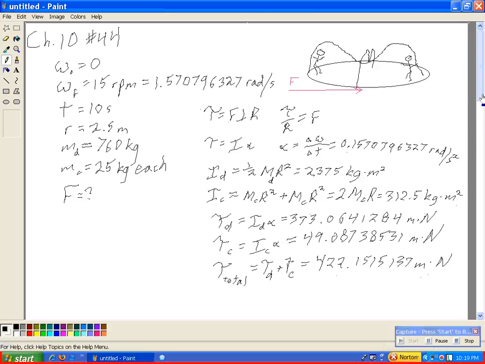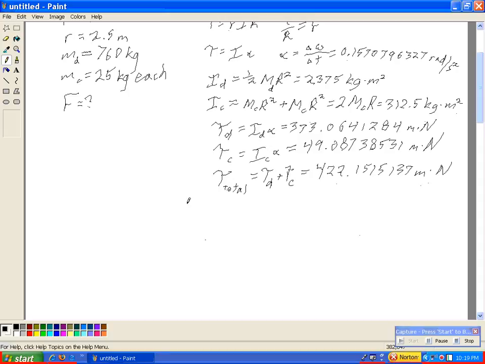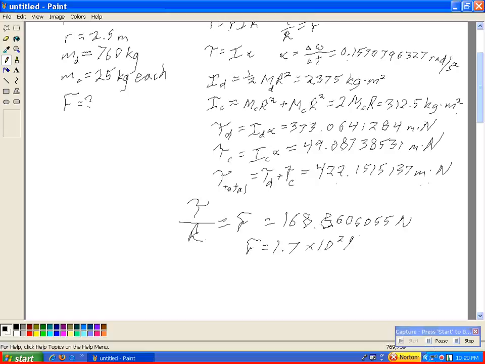So now we take that and divide it by the radius to get the force, and we get 168.8606055 newtons, and with sig figs that is 1.7 times 10 to the 2 newtons. And that's how hard Daddy has to push.